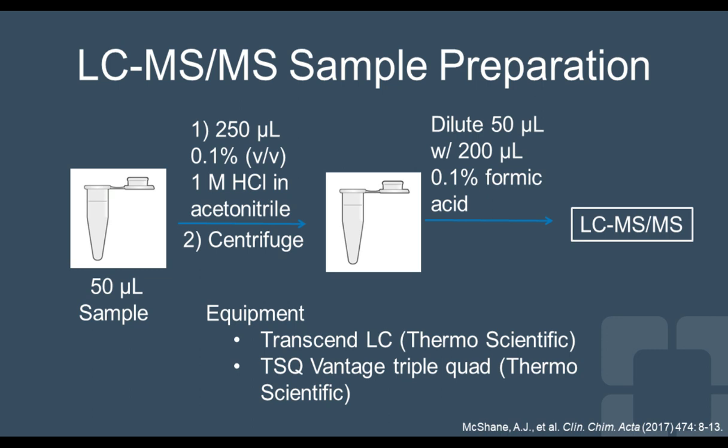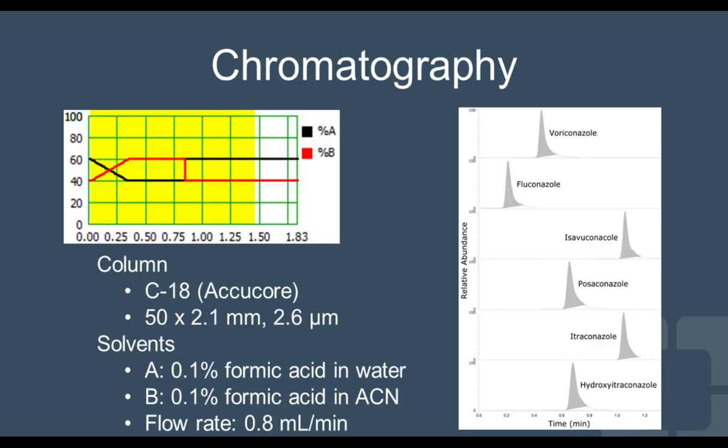So here, very briefly, we have 50 microliters of the patient's serum or plasma. The proteins are precipitated using an acidic acetonitrile solution. The precipitate is centrifuged, the supernatant is taken and then diluted with our mobile phase A and then introduced into the LC mass spec. And we're using the following LC and triple quadrupole mass spectrometer from Thermo.